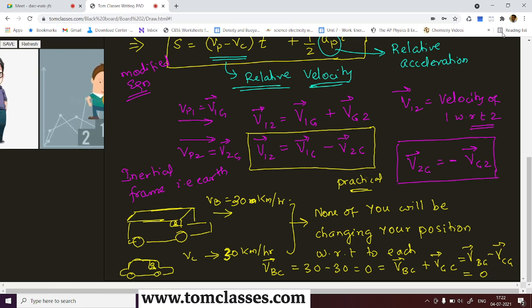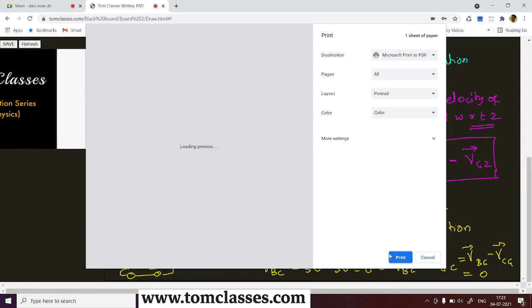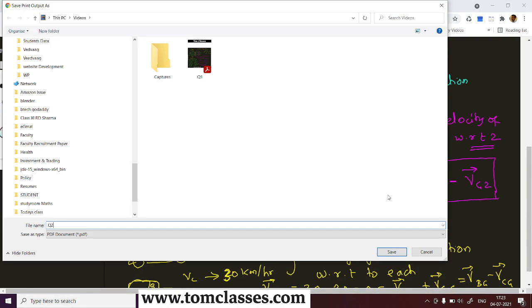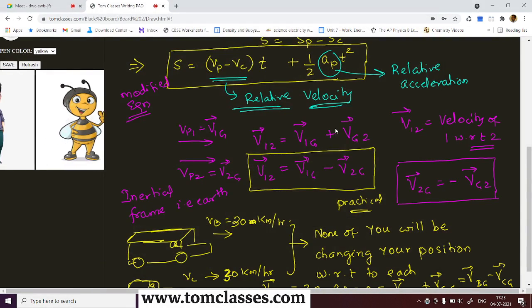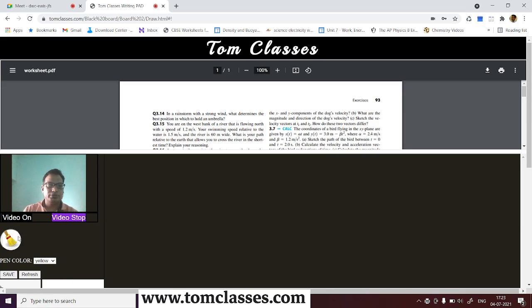Alright, so let me also save this. Let me call this Q2. Then let's move on and let me clean this up. Now let's modify the same example we have seen a little bit. For example, you are in a bus. Let your bus be this.